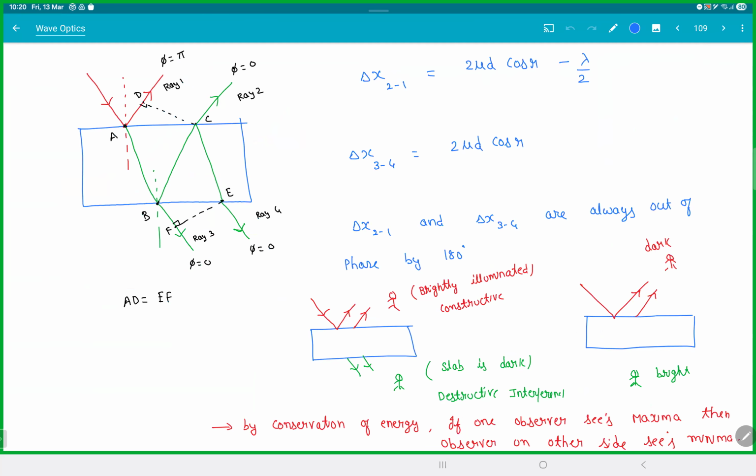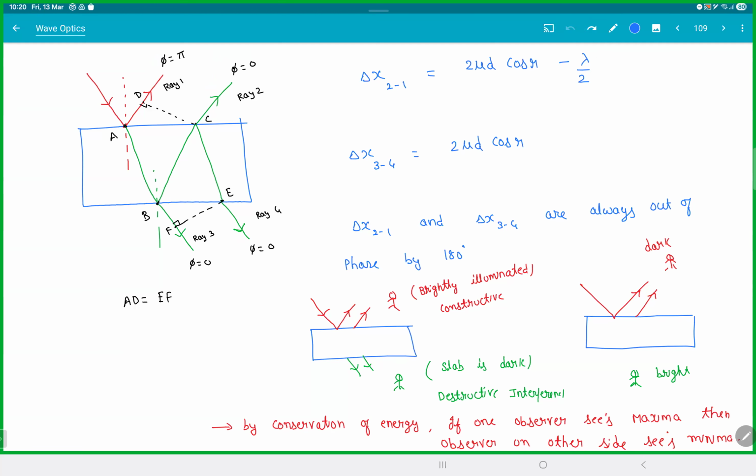So now this is the logic for the other one. Listen to this thing. If you see the difference here, look at everything. This thing has a pi, this thing has a 0, this thing has 0, and this thing is 0. If you look at the difference, the only difference is lambda by 2, isn't it? So if you can calculate for 2 and 1, for 3 and 4 just take out lambda by 2. That is the path difference for the refraction.